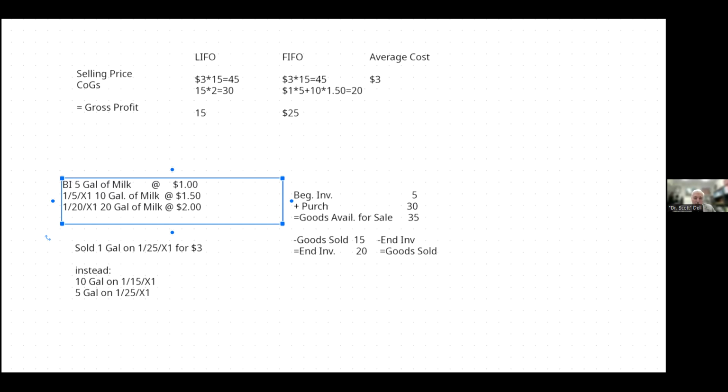So if I want dollars per unit, how do I get dollars per unit? Well, I need dollars in the numerator and units in the denominator. So I have dollars of $60 in the numerator, and I divide that by 35 units. So if I take my 60 divided by 35, I'm going to get an average cost of $1.71.